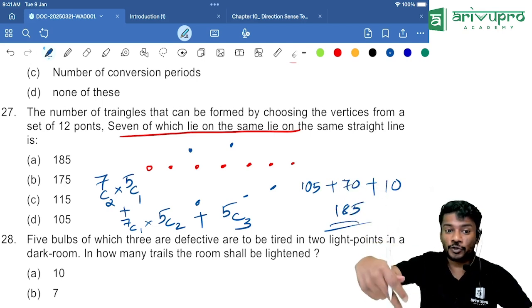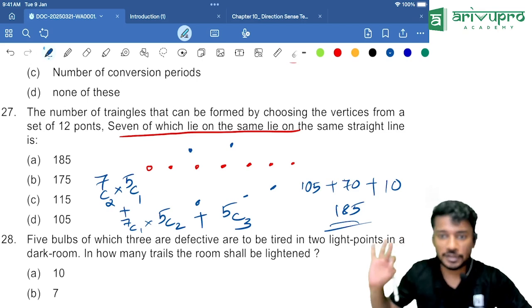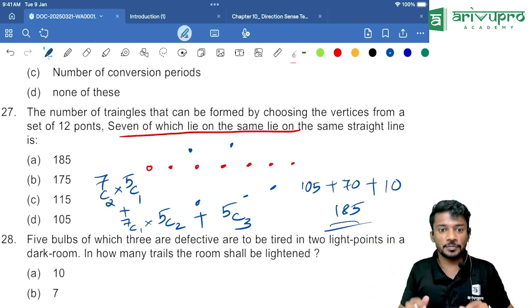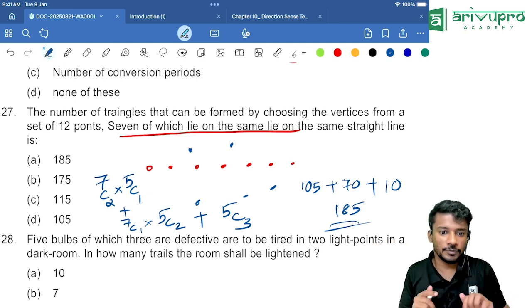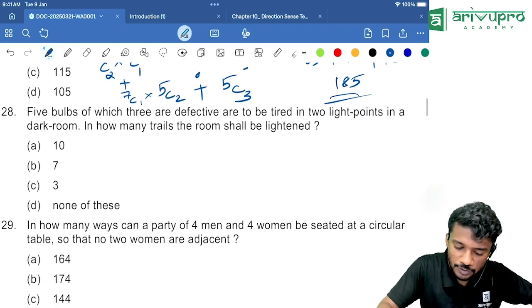And one more good question is there in this particular model test. Why I chose model test 2 today is because good, perfect variety questions are there from model test 2. Others are just repetition. Everything is repeated. Now the next one.